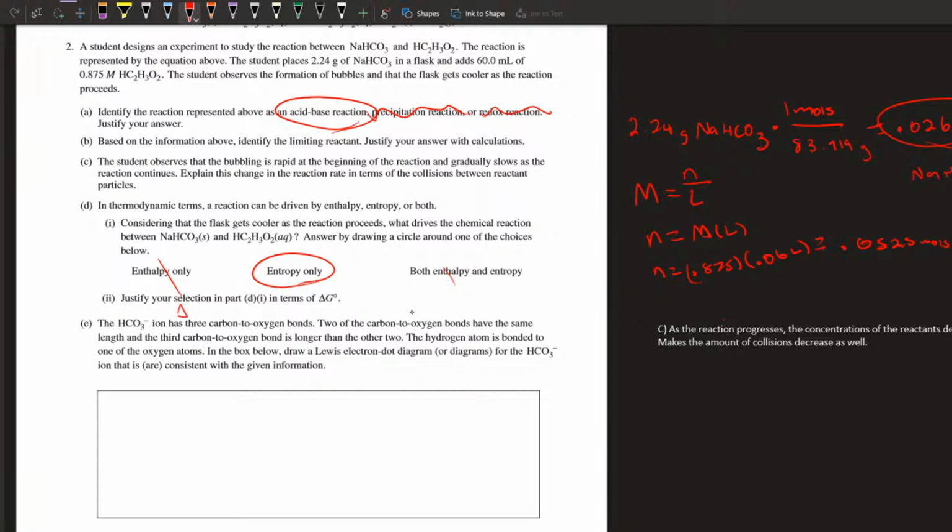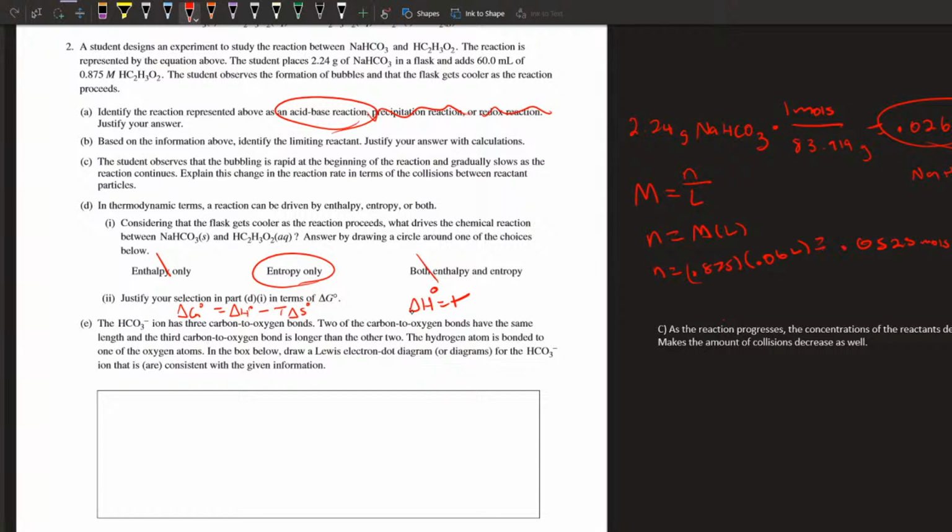Since we know that G naught is equal to change in enthalpy naught minus T S naught, and we know the reaction is endothermic, meaning H has to be positive. So we need to make sure that this reaction is spontaneous, or in other words, what College Board likes to use, thermodynamically favored. But since it says here that the flask gets cooler, that means it's endothermic. That means H is going to be positive, and that's not going to help us. We have to have G negative. So the reaction is not driven by enthalpy. So if one crosses out, then the other crosses out, and we already know entropy only.